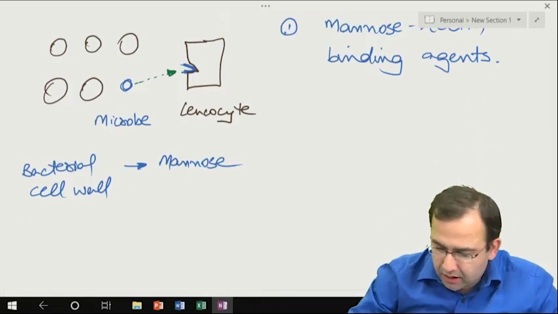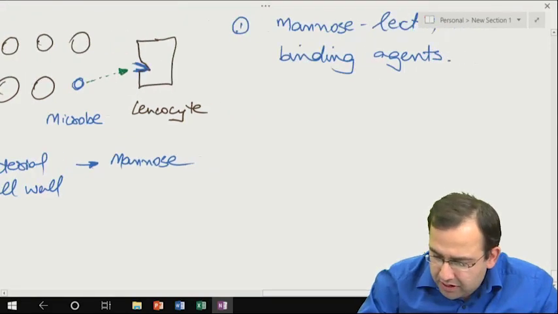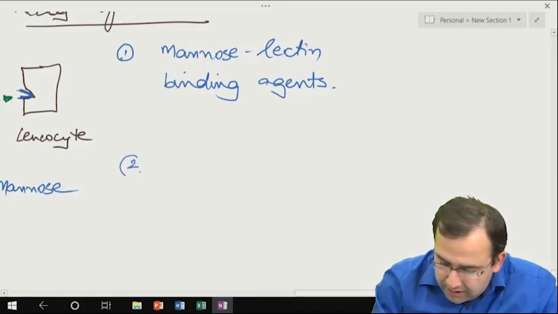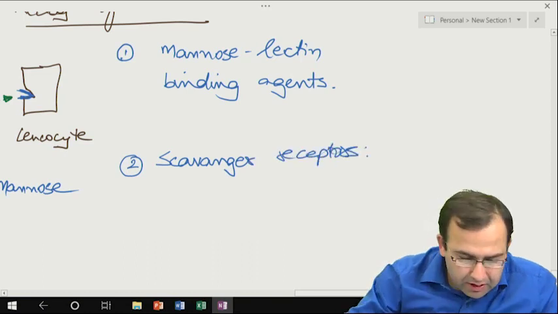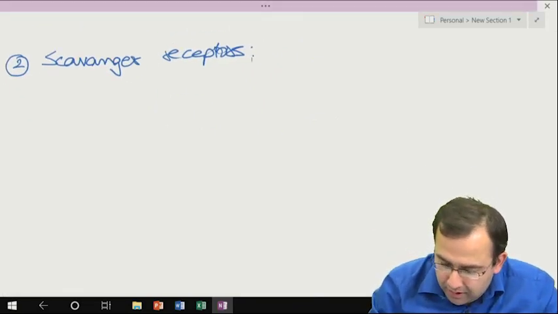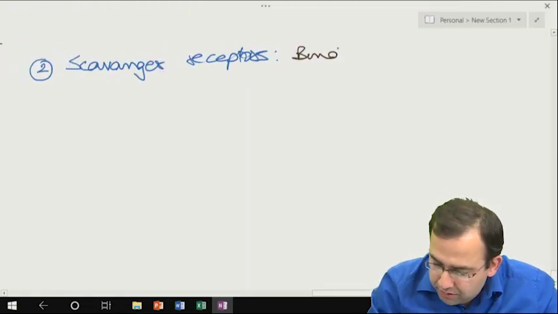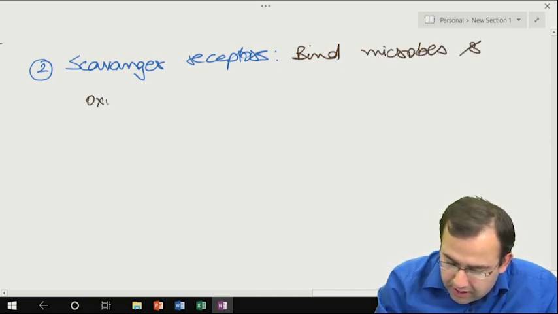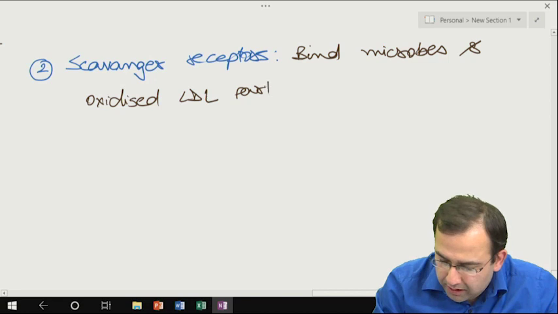The next category of receptors for recognition are the scavenger receptors. Scavenger receptors bind microbes and oxidized LDL particles.